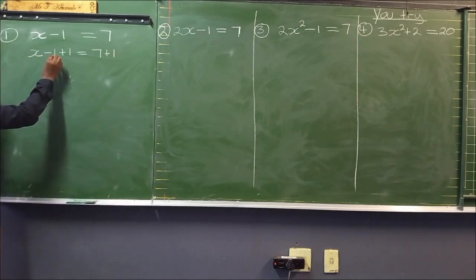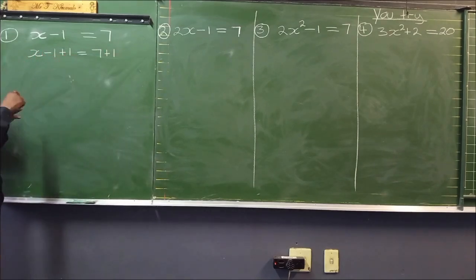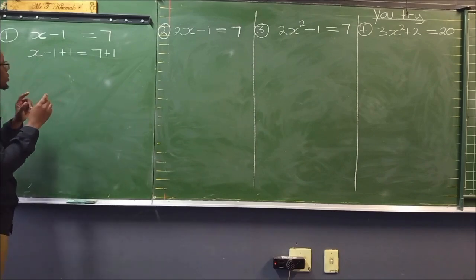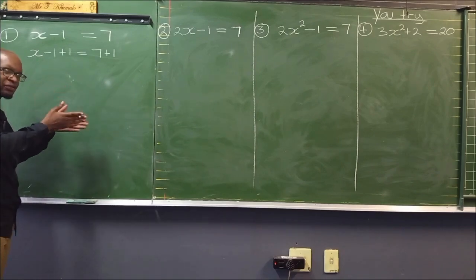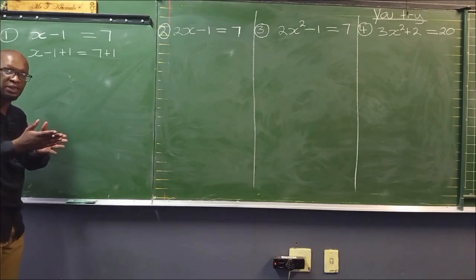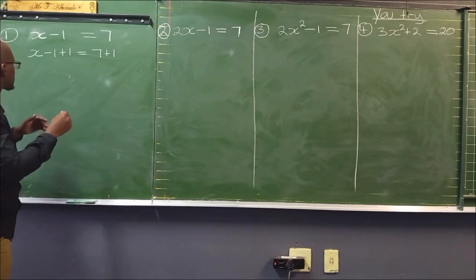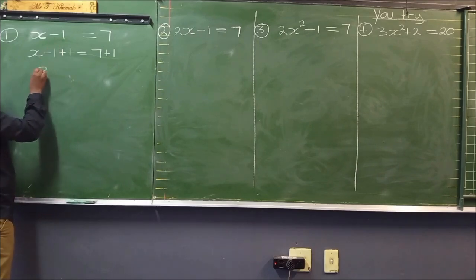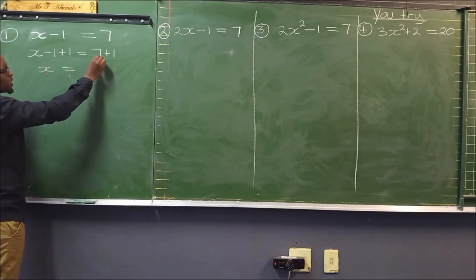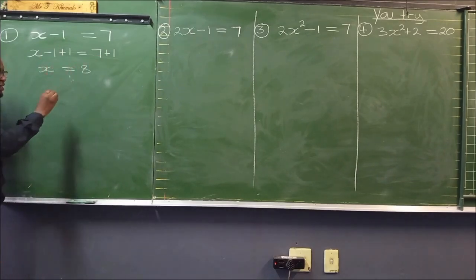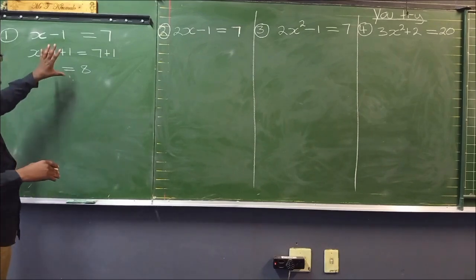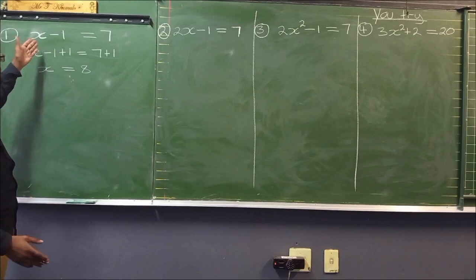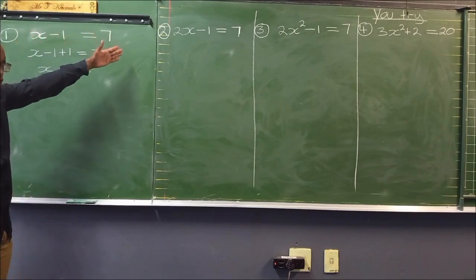So -1 plus 1 is equal to 0. We want x alone on the left hand side of our equation, and then we can solve for x. So now this will cancel out and be 0. We now have x is equal to 7 plus 1, which is equal to 8. In this particular case it was easy to tell from the beginning that x is equal to 8, because 8 minus 1 is equal to 7.